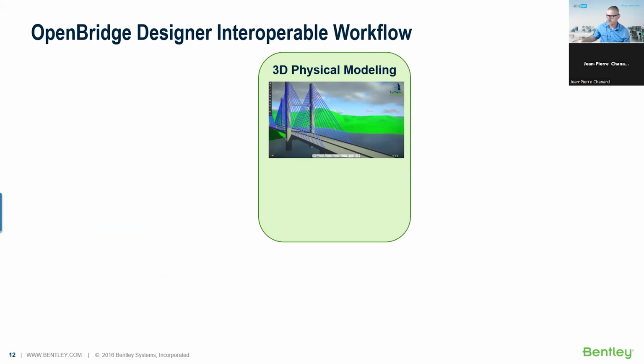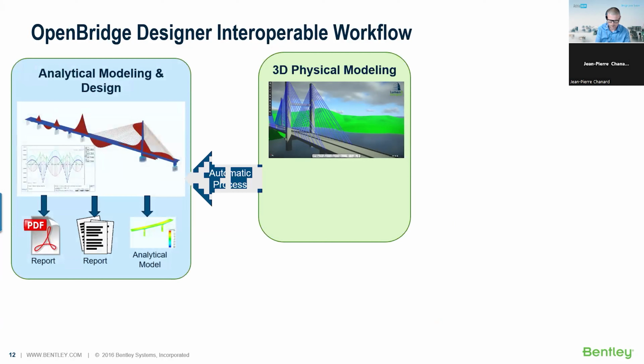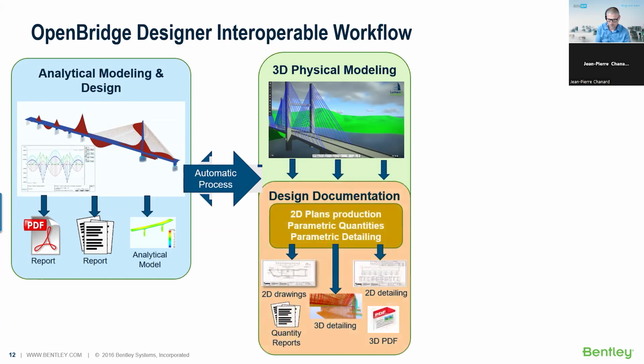What we try is to change this to a different workflow where everything is in the same software, and we start with the 3D physical modeling. This will be using OBM, as we'll see. In an automatic process, we can send data and transform it into analytical data and send back some results to the 3D physical model in order to update our model to take into account the results from the design.